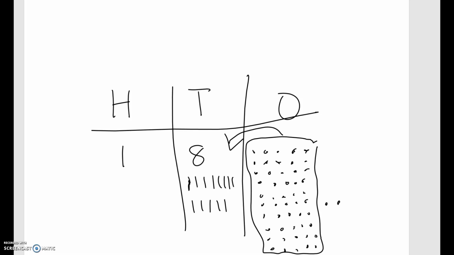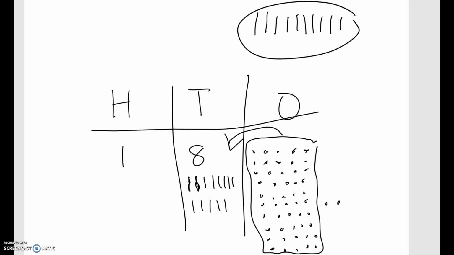So again, I'll have to do another exchange because 10 of these longs is going to make one flat, right? 1, 2, 3, 4, 5, 6, 7, 8, 9, 10. So these 10 right here, I'm going to draw a box around it, and I'm going to move this over. When I move this over, I already have one flat here. These 10 longs make another flat, so I'm going to put the flat there.